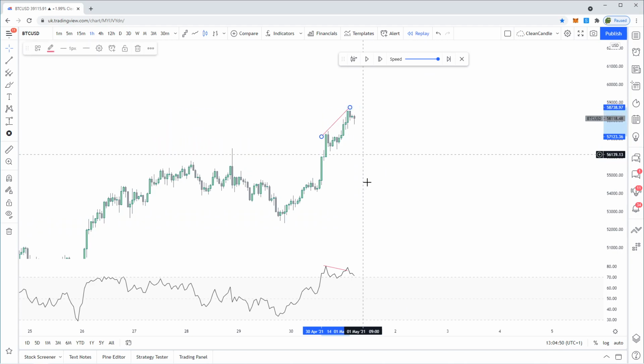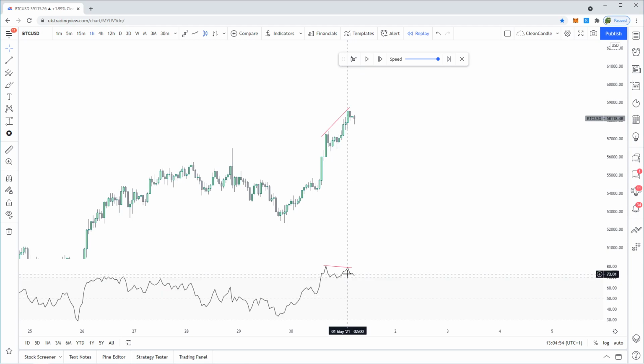Now, what we've got here and what you can see that's a very clear difference is, look at this peak that's formed here on the RSI. So look at the peak that forms here. With this red candle, the RSI shifts back and locks in this high.